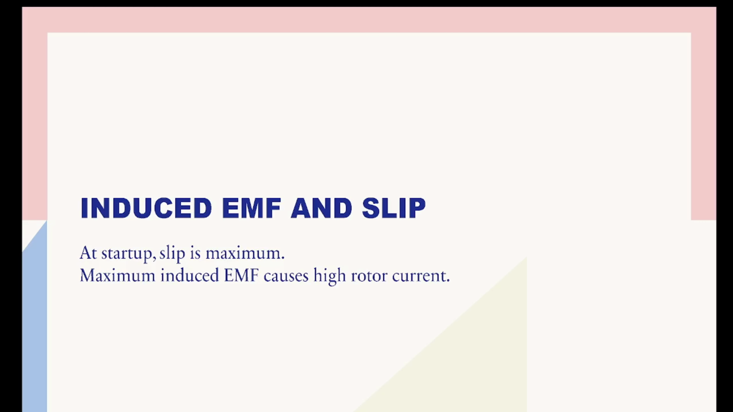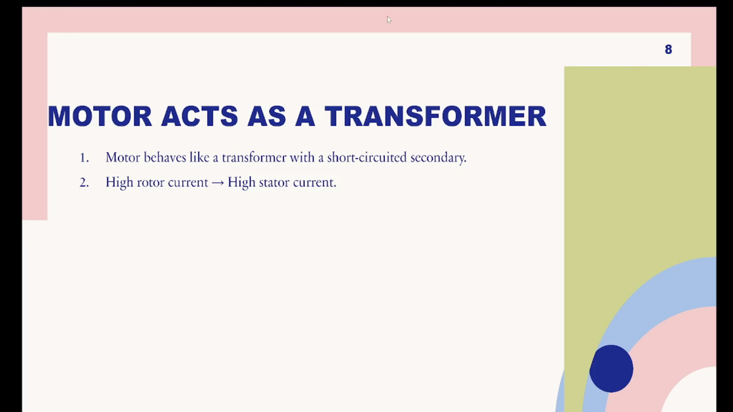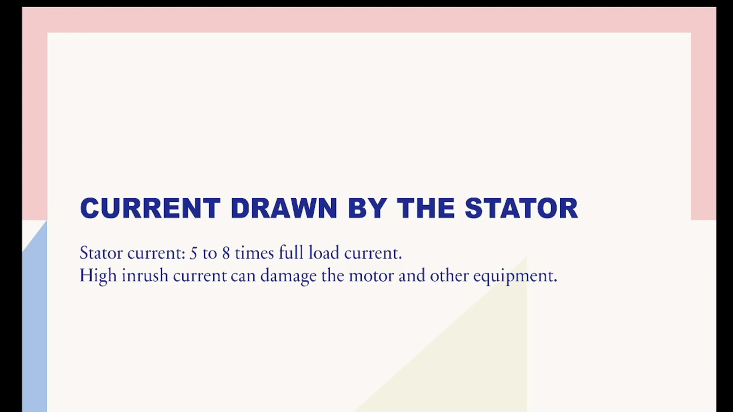How induction motors work at startup. Induced EMF and slip. At startup, the slip in an induction motor is maximum. This means the rotor experiences the maximum induced EMF, which leads to a high rotor current. Motor acts as a transformer. In this state, the motor behaves like a transformer with a short-circuited secondary winding, essentially causing very high current in the rotor and consequently in the stator. Current drawn by the stator. The stator draws a current of 5 to 8 times the full load current, making it crucial to use a starter to limit this inrush current.